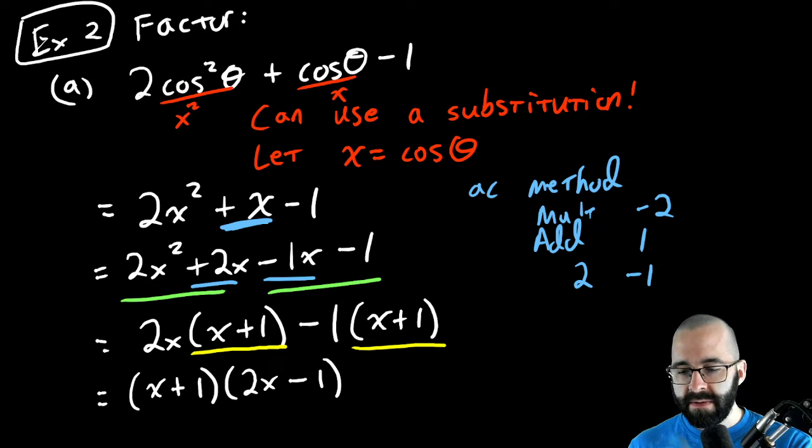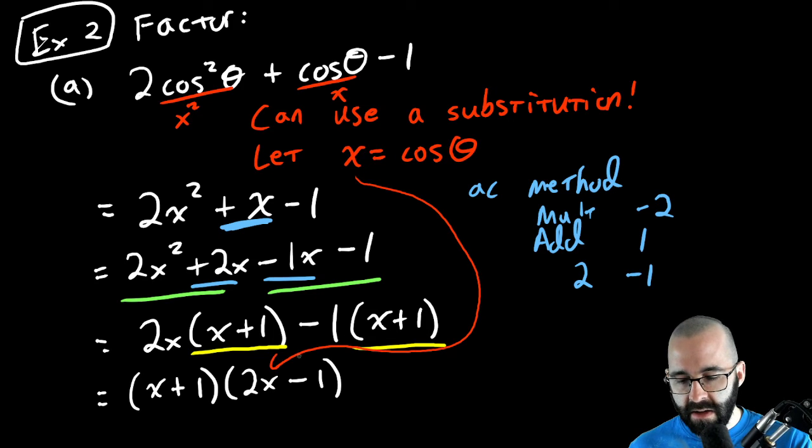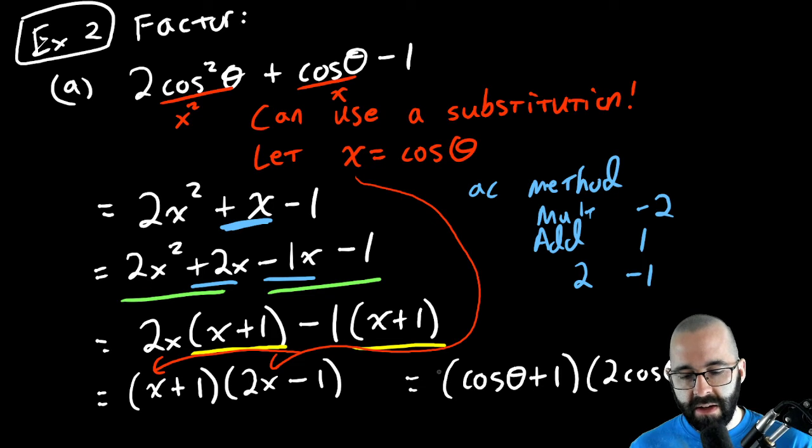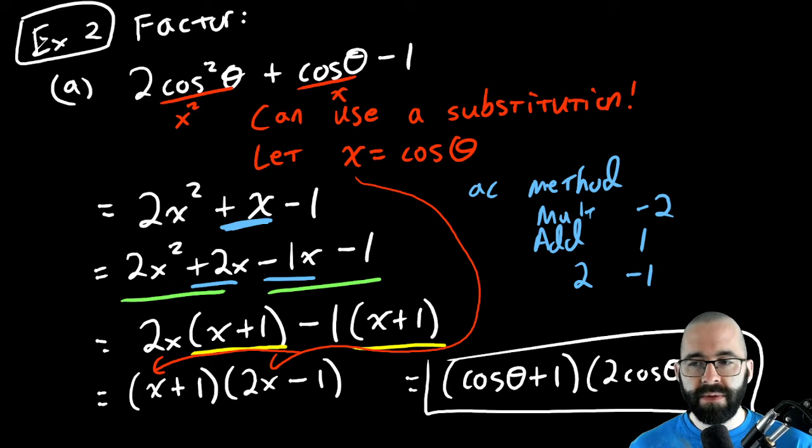All that's left to do, x is cosine theta. Let's substitute it right back in. This is going to be the cosine of theta plus 1 times 2 cosine of theta minus 1. And that's how we do this problem.